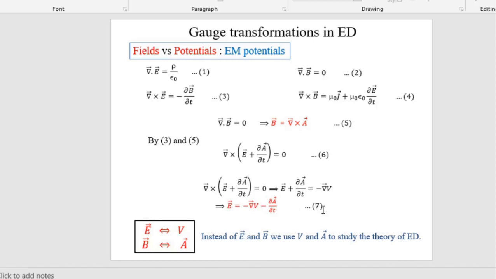So in this way, using equation 5 and equation 7, we can express the fields E and B in terms of their corresponding potentials. This is how we can define mathematically the scalar potential and the vector potential, that means the electromagnetic potentials.